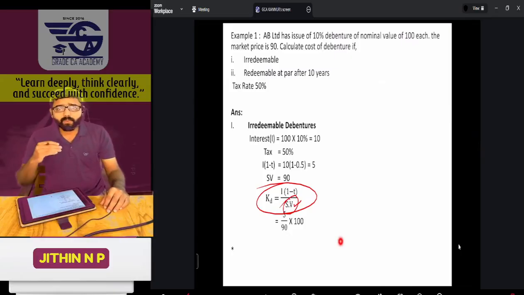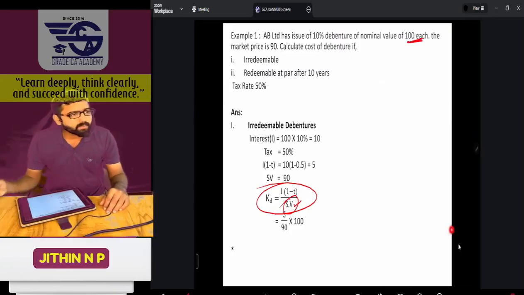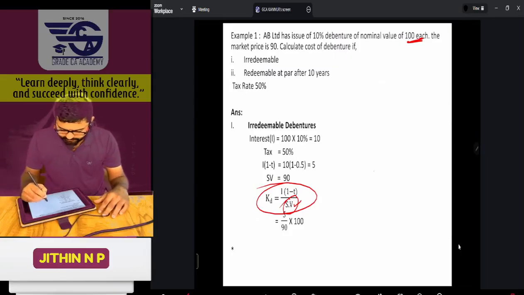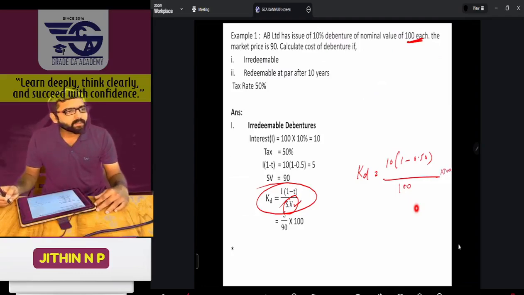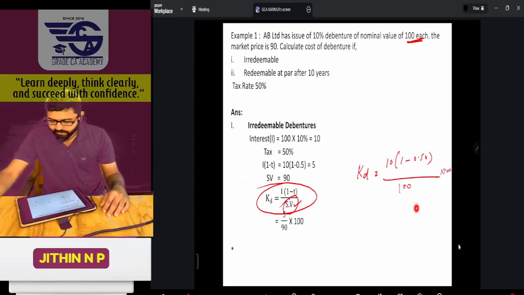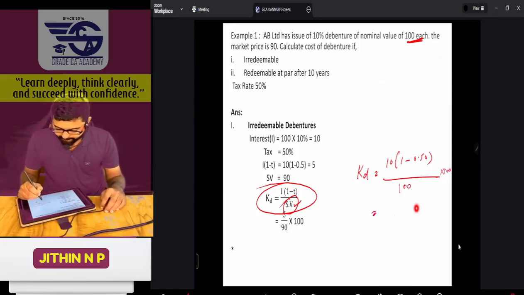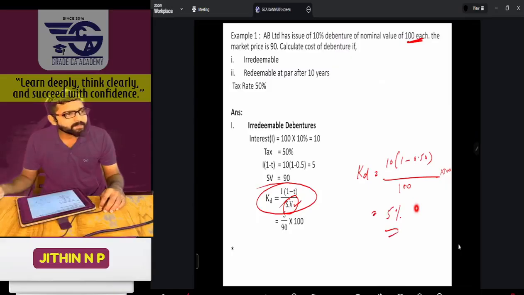Suppose the company issued at the same face value. In that case, KD is equal to I, which means 10, into 1 minus 0.50, divided by 100. If you mention in percentage, 100 into 100. Okay, what is the percentage? KD is 5%. Clear?